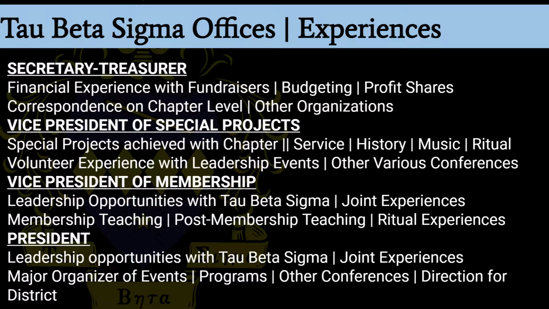It's very similar, where the Secretary Treasurer deals with fundraising and budgeting and profit shares. The Vice President of Special Projects deals with special projects that involve service, history, music, ritual. Vice President of Membership deals with leadership opportunities as well as having experiences with joint relations, membership teaching, post-membership teaching, and ritual. And the President as well deals with knowing a direction, what you want to do with the district.